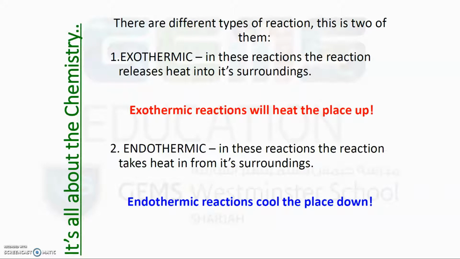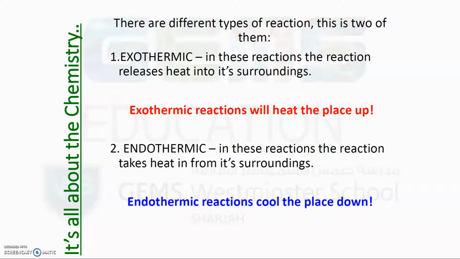There are different types of reaction. There are two main types of reaction: exothermic and endothermic. Exothermic: in these reactions, the reaction releases heat into the surroundings. So the heat is transferred toward the surroundings. The heat is given to the surroundings, so this will heat up the place. The temperature in the place will increase.